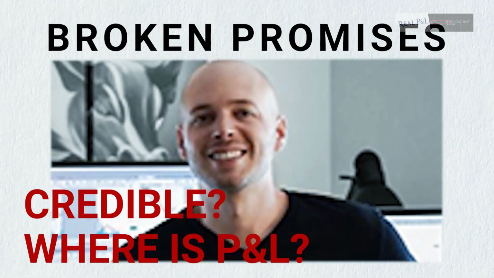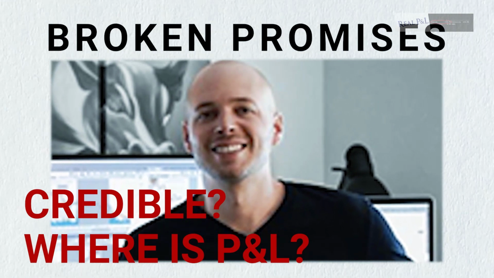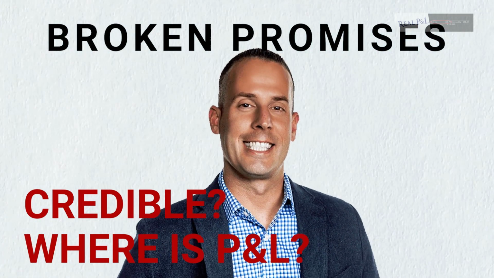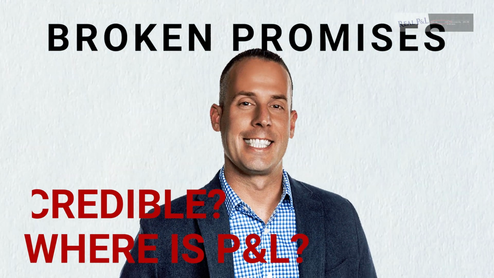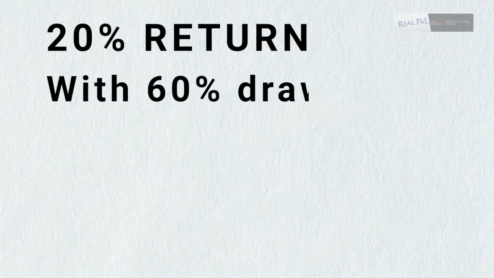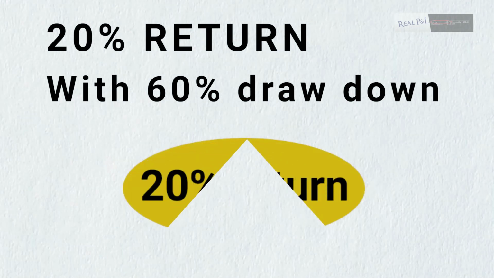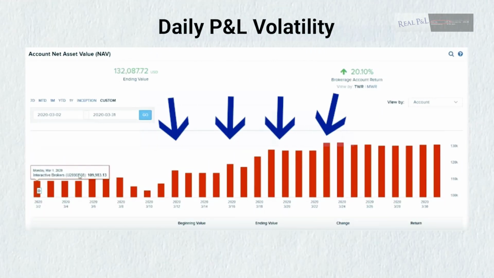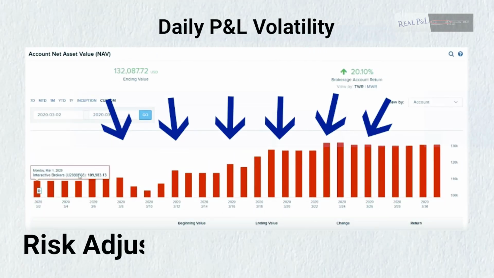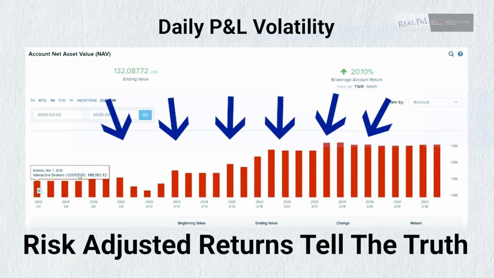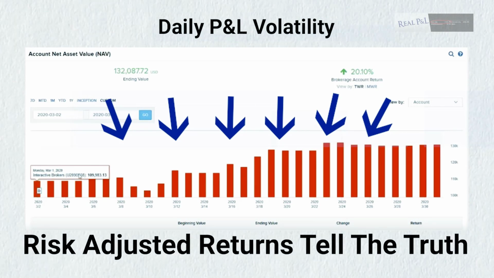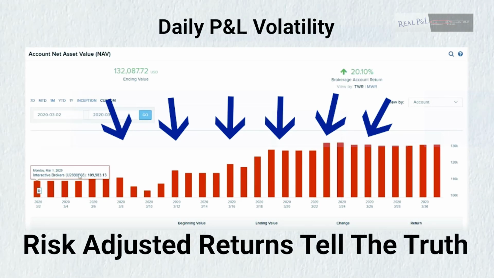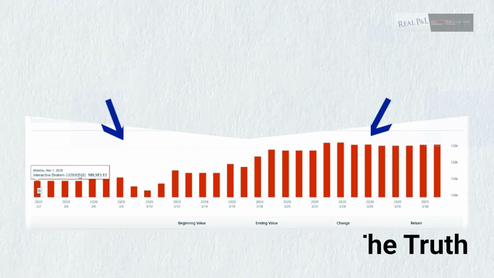Not only share P&L, but also share the account P&L volatility, which means how much did the account value move up or down. If your account made a 20% return, but it was down 60% at one point, then the 20% return is not a good return on risk. Sharing the P&L volatility is important because risk-adjusted returns are the real truth. And this is why I share my P&L, and I also show my daily moves in my P&L.